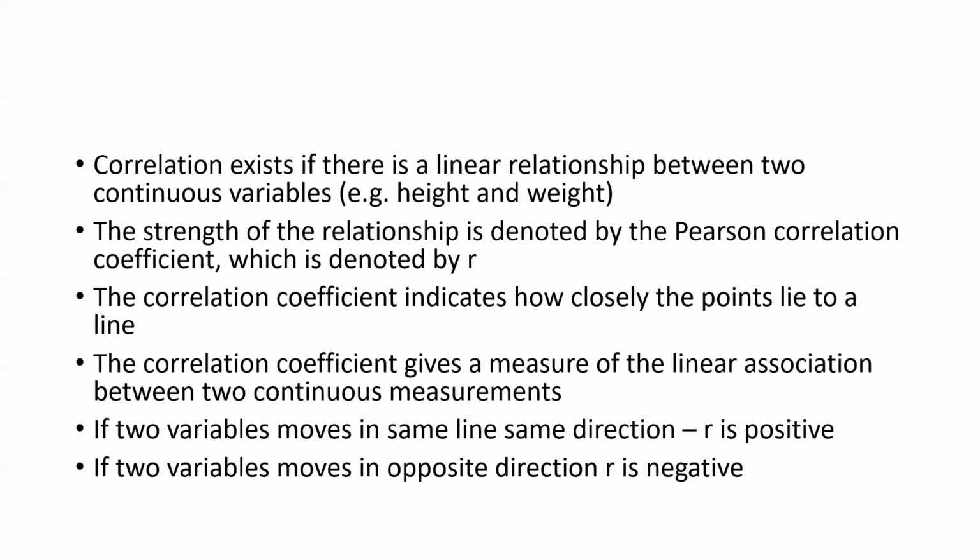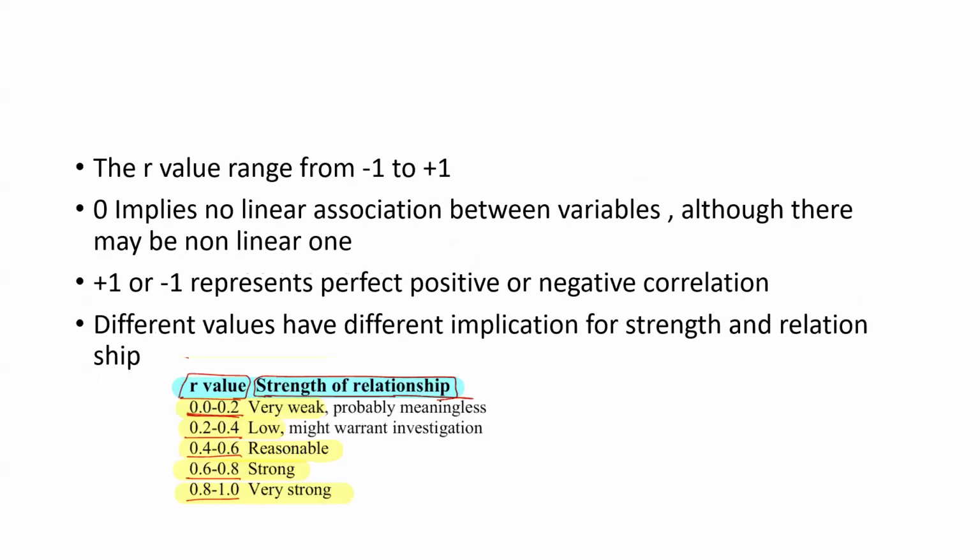Correlation exists if there is a linear relationship between two continuous variables. The strength of the relationship is denoted by the Pearson correlation coefficient, which is denoted by R. The correlation coefficient indicates how closely the points lie to the line. It gives the measure of linear association between two continuous measures. If the two variables move in the same direction, R is positive. If the two variables move in opposite directions, R is negative.